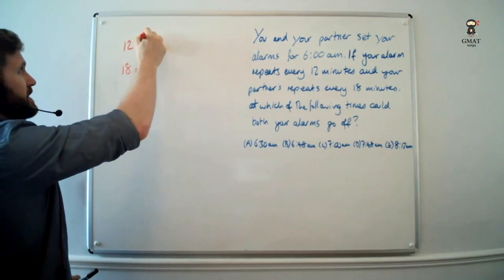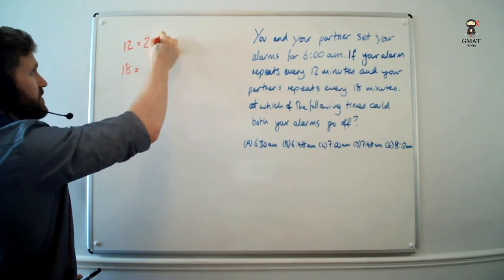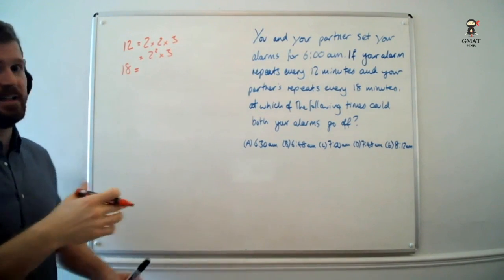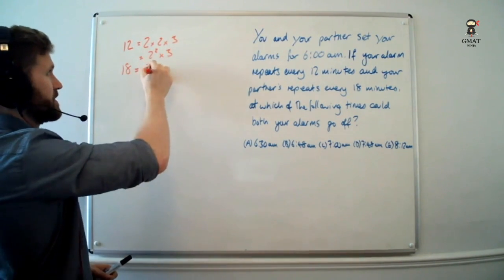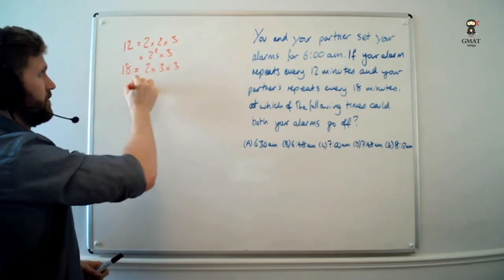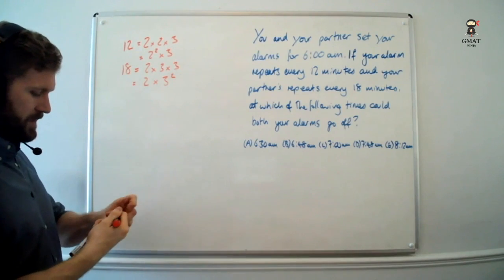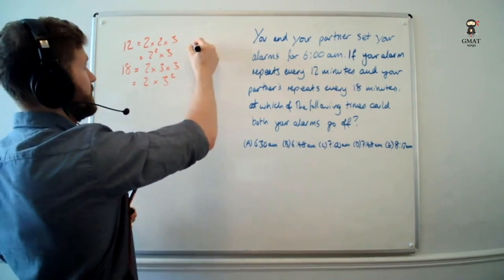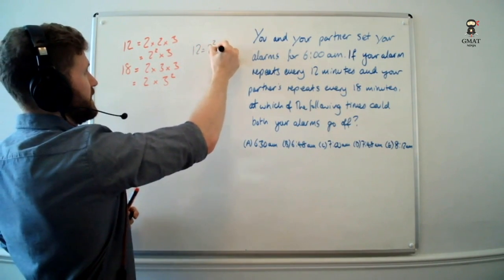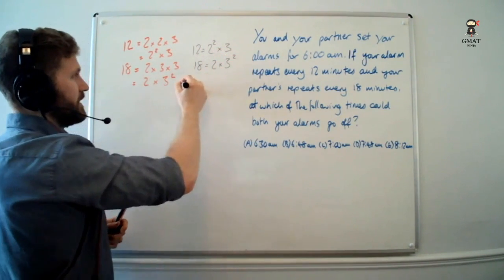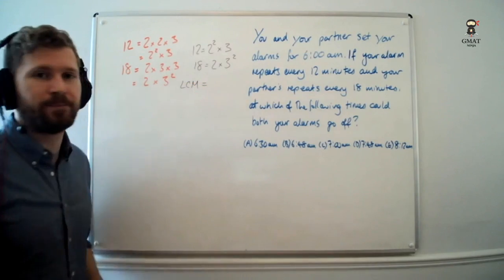So 12, we can say that's 2 times 2 times 3, or 2 squared times 3. And 18, doing something similar, is 2 times 3 times 3, or 2 times 3 squared. So then I'm going to take these numbers and line them up. Line these prime factorizations one on top of the other. And I want to know the lowest common multiple of them.